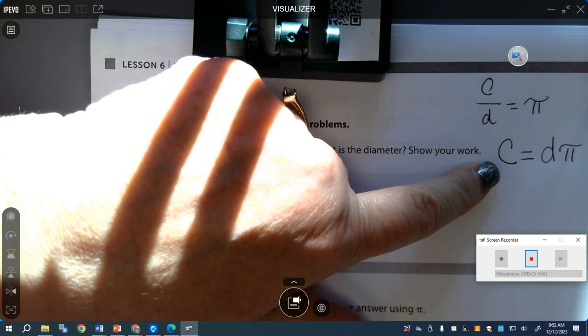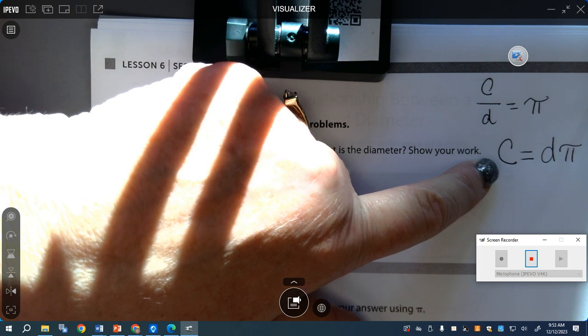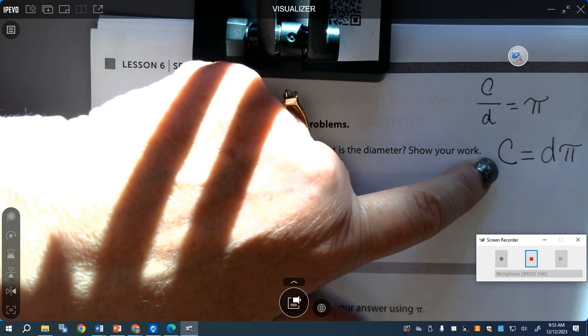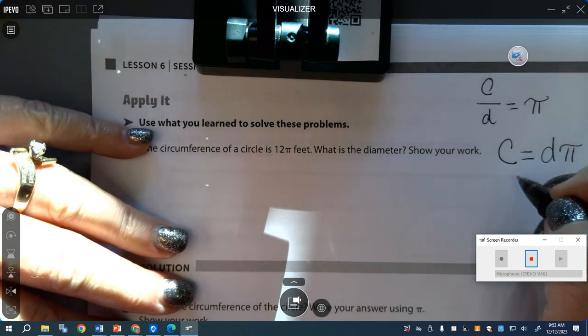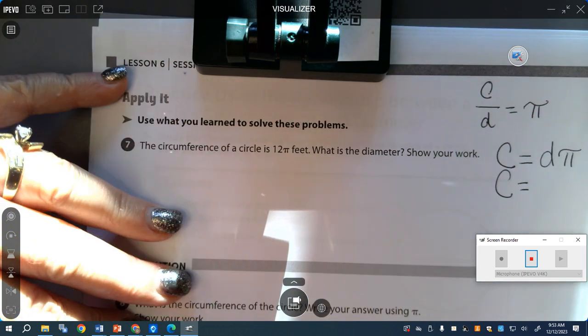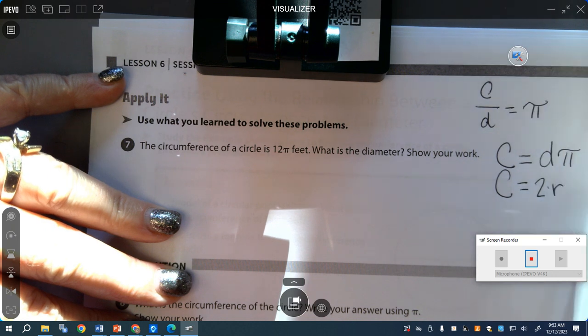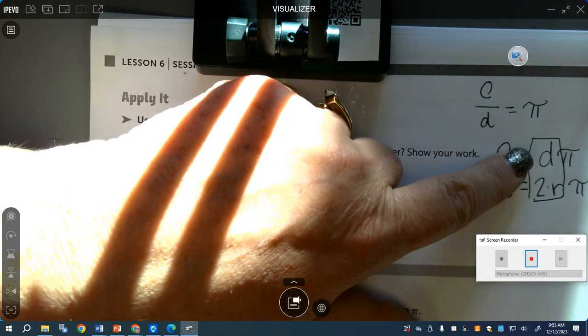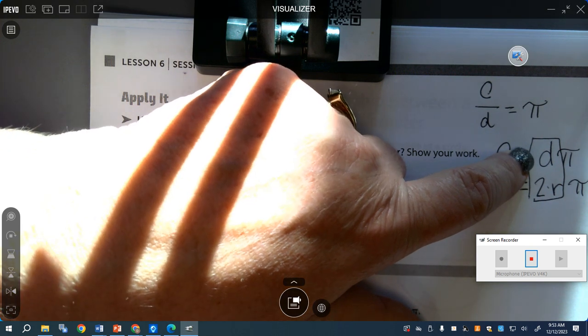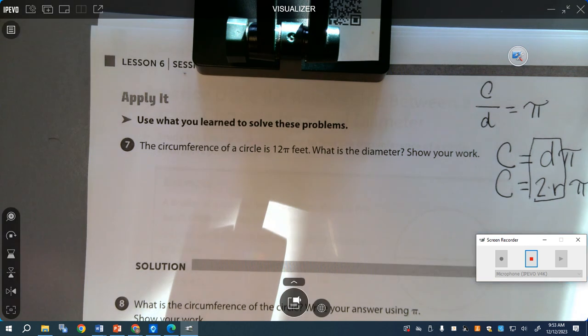Now, here's the only issue. You did this on your worksheet yesterday too, didn't you? You found circumference. The other formula, if you're given the radius, is 2 times the radius times pi. Because remember, 2 times the radius is really the diameter of the circle. Agree? Yes or no? Yes. That would be a yes.